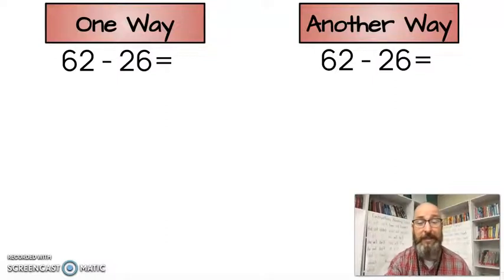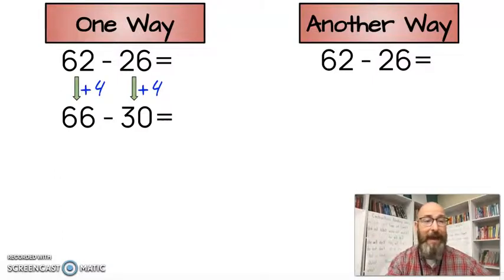So again, 62 minus 26. The 26 is closer to 30 than to 20. How much do I have to add to 26 to get to 30? Can you count? 27, 28, 29, 30. I have to add 4. And I'm going to add 4 to both numbers. Again, compensation. I have to do it once, I have to do it twice. That keeps it even. 66 minus 30.